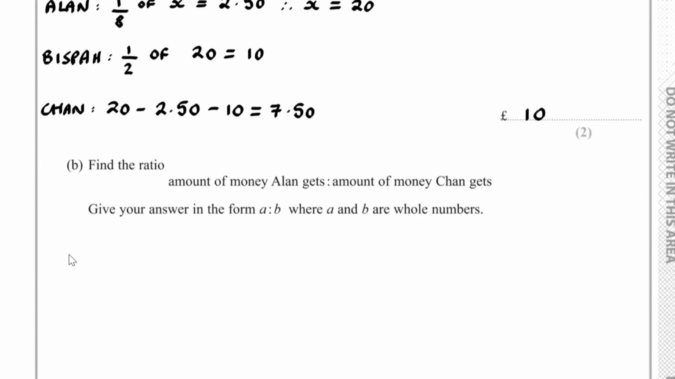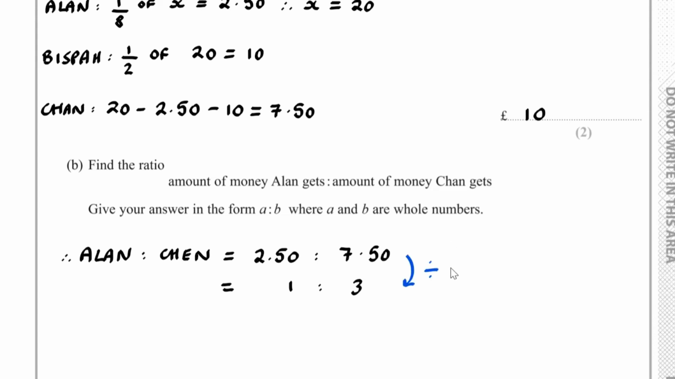And therefore, the ratio of the amount of money Alan gets to Chan gets is £2.50 to £7.50. And it turns out this simplifies to 1 to 3, and the way we got that was we divided both sides by £2.50.